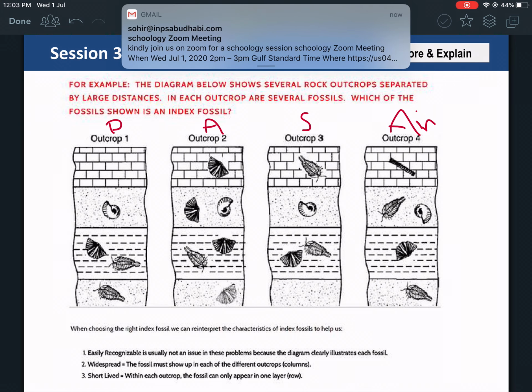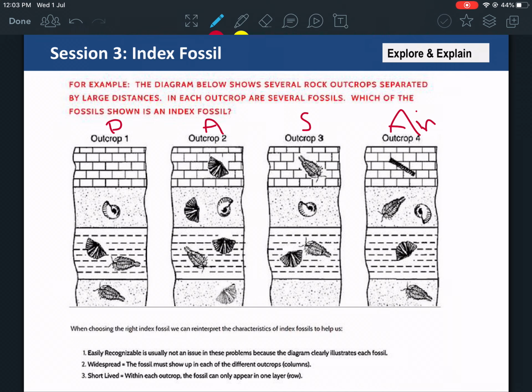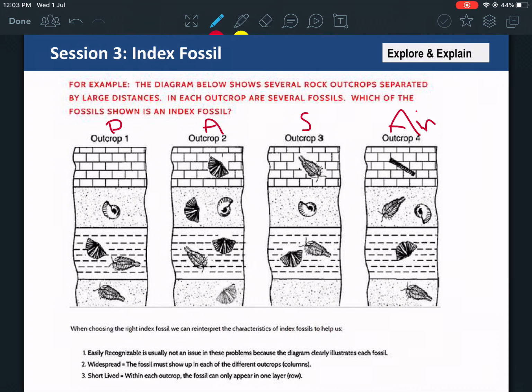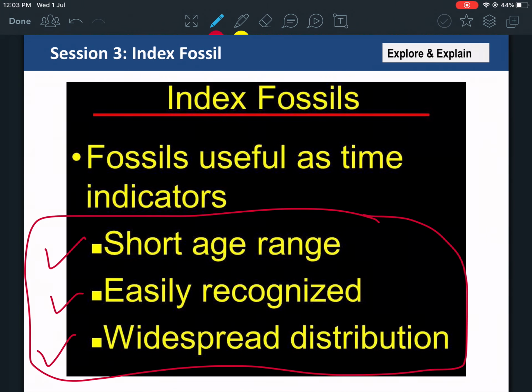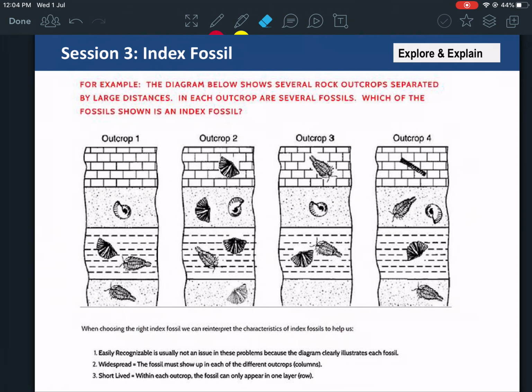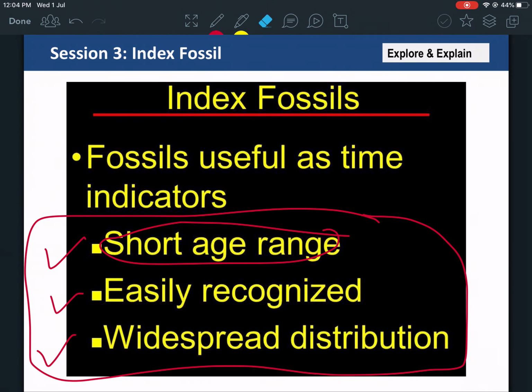So you have different areas. Okay? Alright. So an index fossil cannot exist twice in the same area. It cannot. Look at that, because it's short age range. That means it doesn't live long. It lives a short age range. So this one cannot be an index fossil because it's not short age range. The second one is easily recognized. You can easily see it. The third one is widespread.